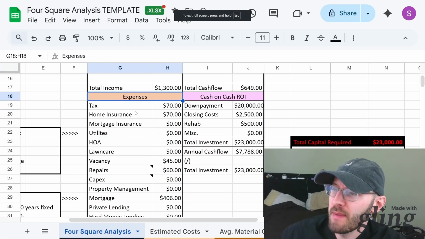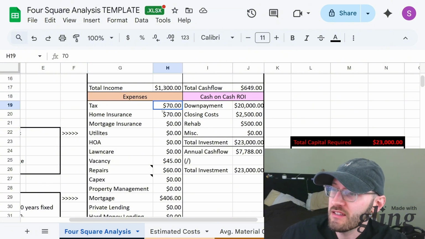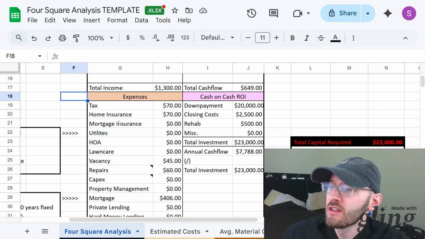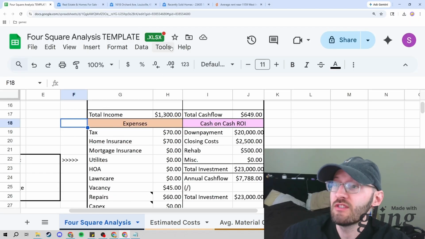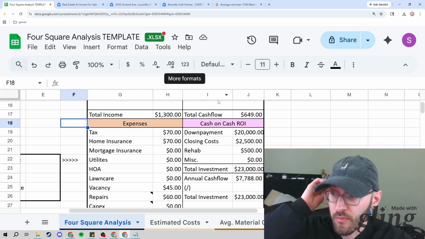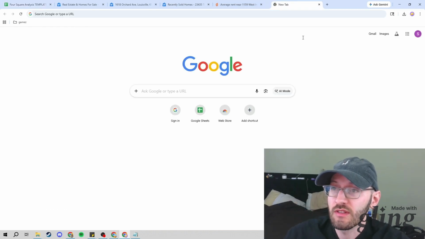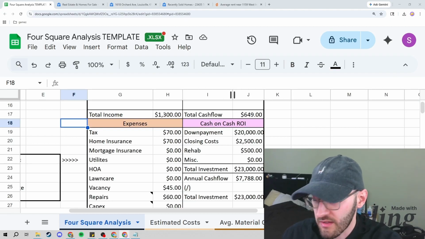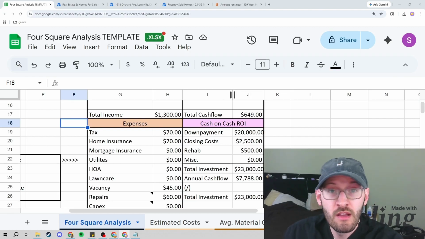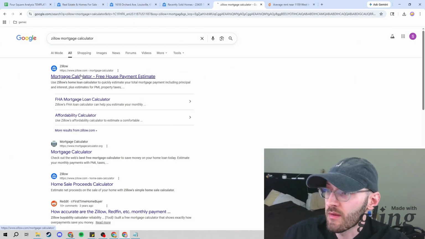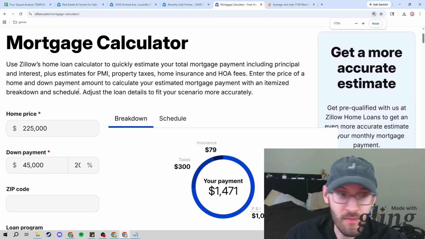All right, now we got expenses. We've got taxes, home insurance, mortgage insurance, utilities, and so on. So I like to use Zillow's calculator for pulling up the taxes and home insurance. So let's go ahead and pull up the Zillow mortgage calculator. You can just type on Google Zillow mortgage calculator. It'll be one of the first things that pulls up. So I'm going to click on that. Now we're making some progress.